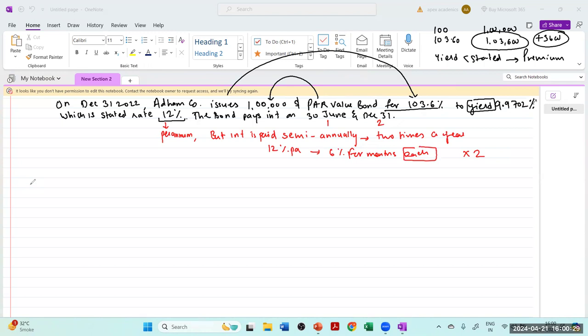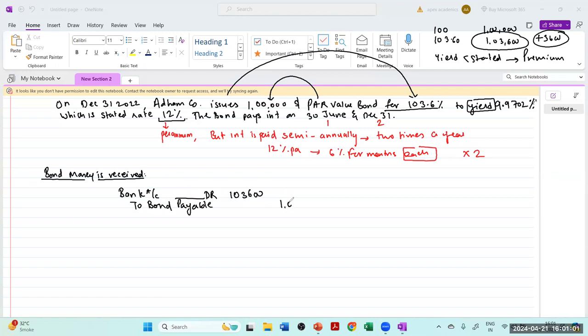Now, first of all, can I say that bond money is received? My first question to you is, how much money have you received? 1 lakh or 1,03,600? 1,03,600. It comes in the bank account, debit. How much will I debit? 1,03,600, to bond payable, or you can say bond.